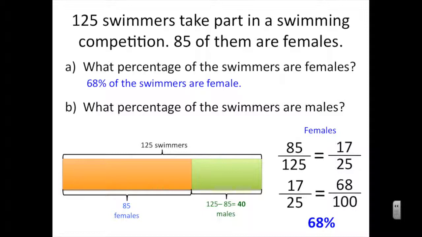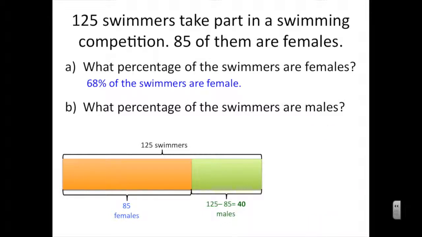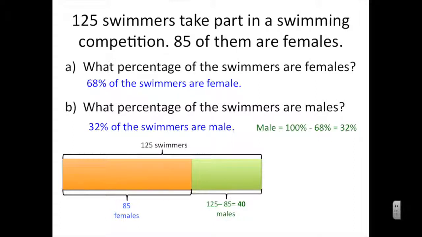Now to find out how many are male, I'm going to do the same thing that I did last time. I need to subtract 68% from 100%. So the males is going to equal 100% minus 68%, which means that we're left with 32%. So 32% of the swimmers are males.